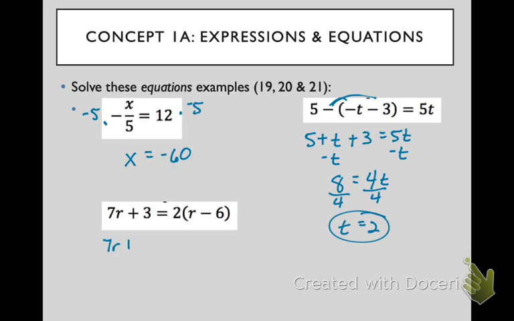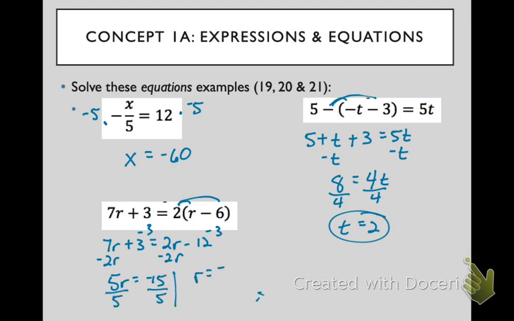In our last equation, let's start with the parentheses. So we'll rewrite our side on the left and then distribute the 2. Now let's combine our like terms. So we have 5r equals negative 15. And so we're simply just undoing what's being done to the variable.